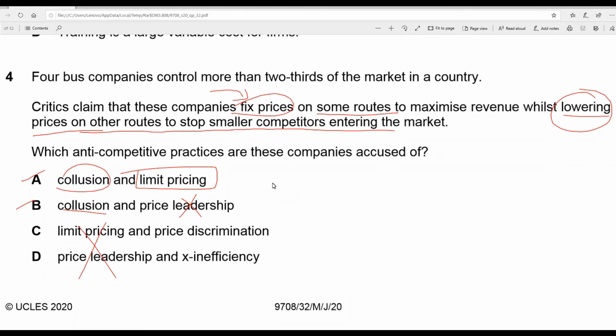In case of price leadership, the price leader is a firm which has the lowest market price, and it would be considered the leader because all other firms will follow it. So the concept of price leadership is not present in this statement. However, limit pricing is, because they are lowering prices on other routes to stop smaller competitors entering the market. So limit pricing is a predatory pricing policy in which firms reduce their price to stop entry of new firms.